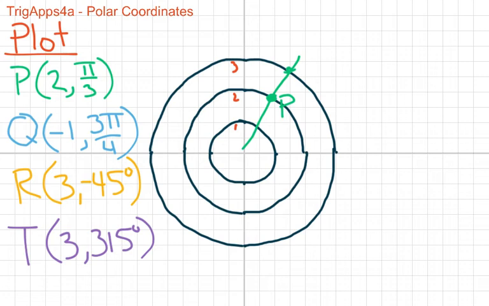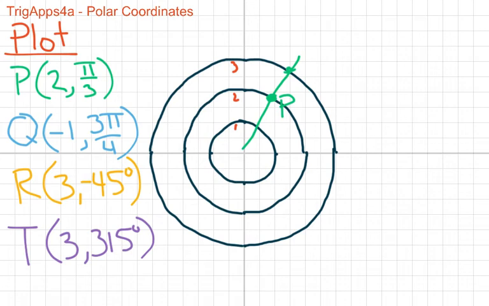So I started with the 2 and I went to the pi over 3 angle. Now I could also just say, here's pi over 3, 60 degrees, and then I'm going to move to the second circle, and then I have my point. Let me show you a different one.